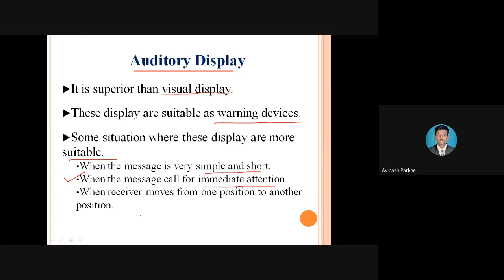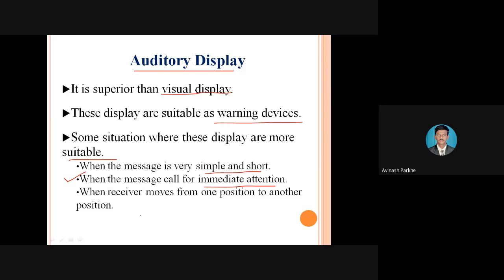So these are the various types of displays, in which we have discussed basically two types, visual display and auditory display. Visual display is further divided into two types, quantitative and qualitative. Quantitative display is again divided into three types: fixed scale movable pointer, movable scale fixed pointer, and digital display. And for the qualitative display, there is no figure.